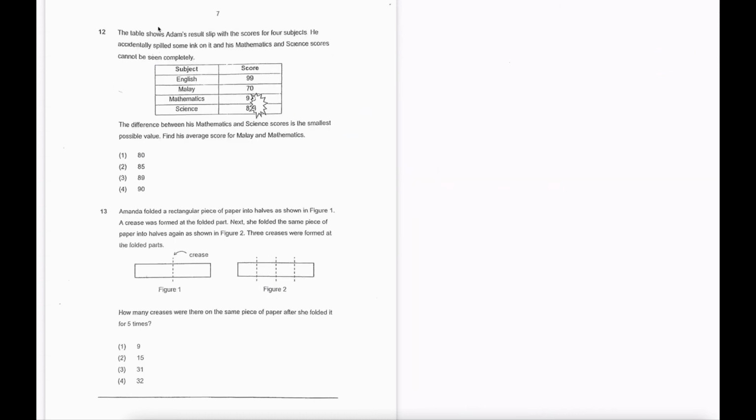Then 12, the table shows Adam's results slip with the scores for 4 subjects. He accidentally spilled some ink on it and his maths and science scores cannot be seen. So the difference between his maths and science scores is the smallest possible value. So I want my difference to be as small as possible. So let's see. Mathematics starts with a 9. Okay, 90 something. Science starts with 80 something. Okay, so in order to make that difference the smallest, my mathematics has to be the lowest score possible. So it has to be 90.